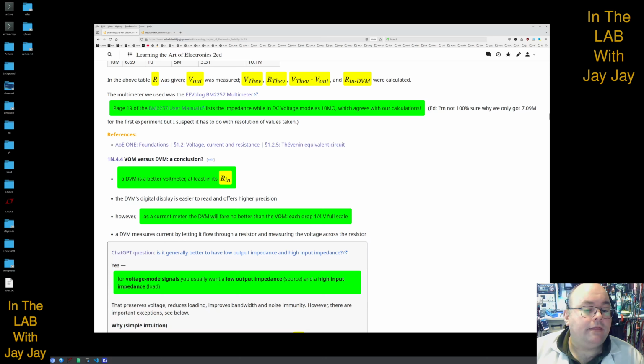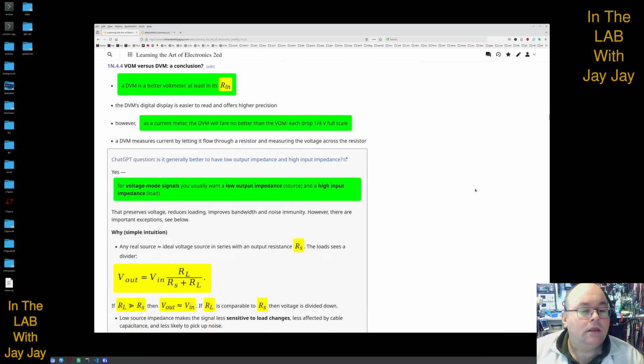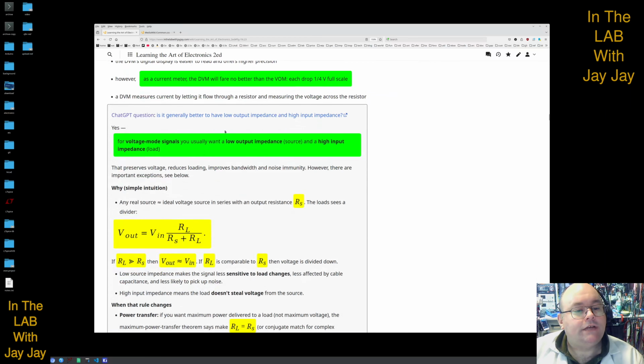As a current meter, the DVM will fare no better than the analog meter, and both of them drop a quarter volt full scale. The question for ChatGPT is: is it generally better to have a low output impedance and a high input impedance? And the answer is yes. For voltage mode signals, you usually want a low output impedance at the source and a high input impedance on the load.